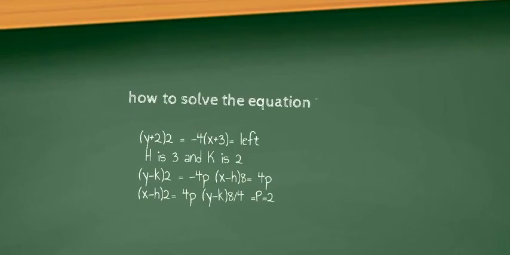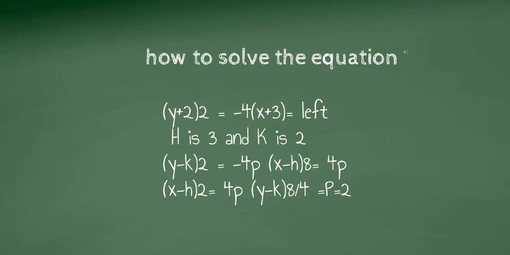Example: (x minus 3) squared equals 8 (y plus 2). Remember, always look at the right side. y plus 2, this is positive. After that you see the sign of the number 8, which is positive, so this parabola opens in the positive direction of y, which is up.